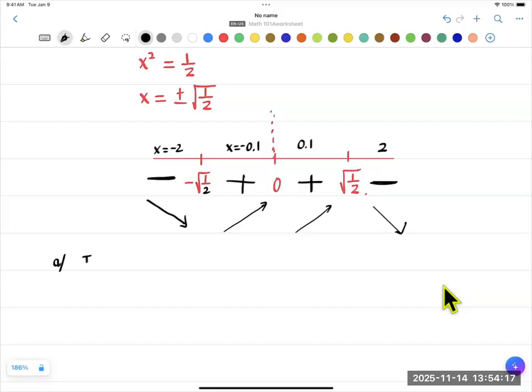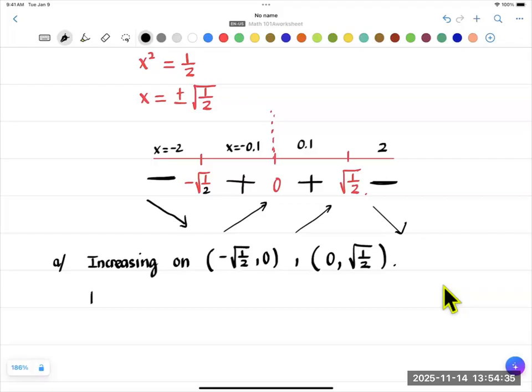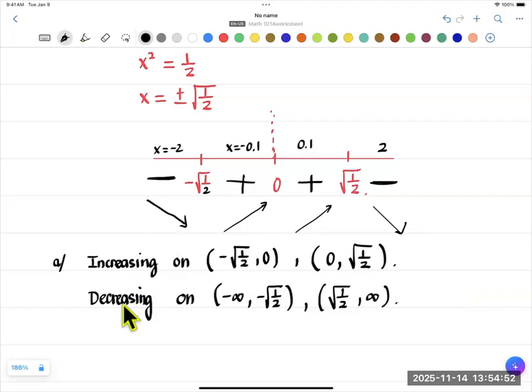So the function is increasing on the intervals from negative root 1/2 to 0 and 0 to root 1/2. And the function is decreasing on the intervals from negative infinity to negative root 1/2 and root 1/2 to infinity. Okay, so that is the increasing and decreasing.